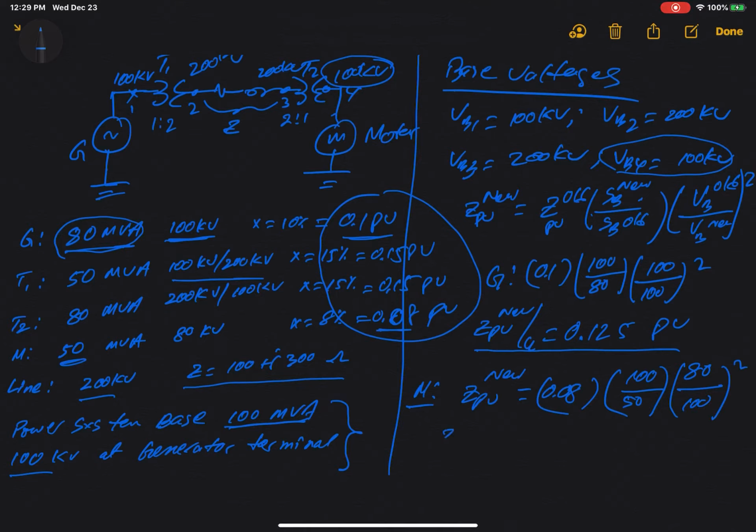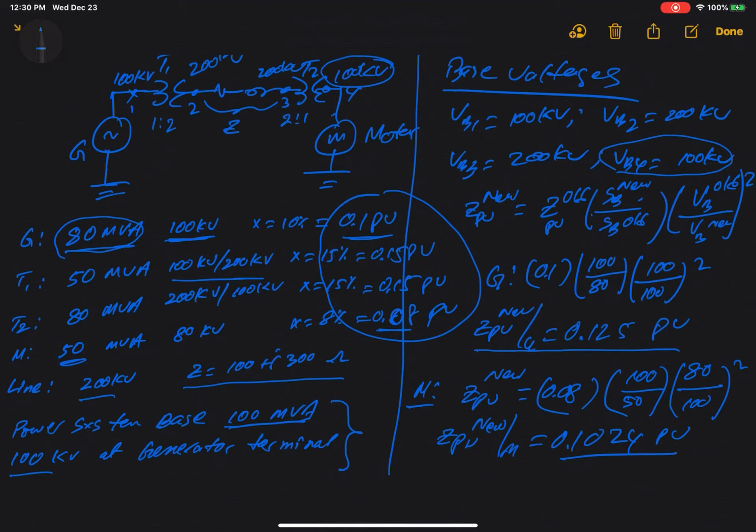So now for the motor, G per unit new would be 80 over 100 squared times 2 times 0.08, which will give you 0.1024 per unit. This is the new per unit impedance for the motor with the power system base. Now you can do this for all the others, then everything will be transferred.